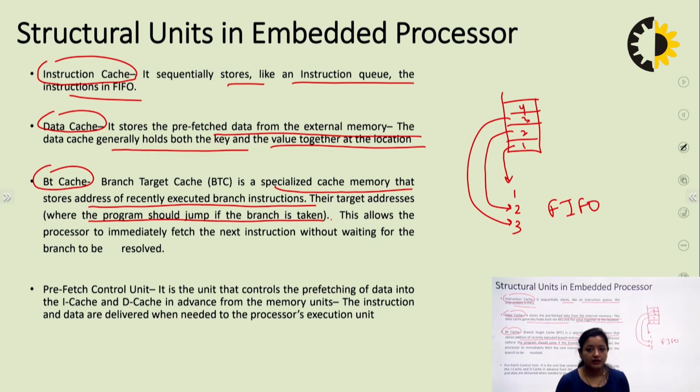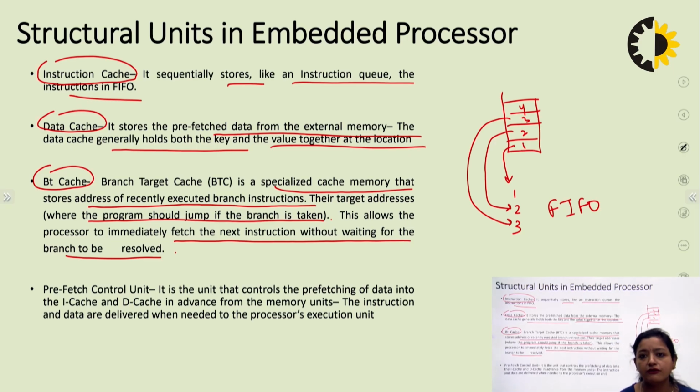Okay, so if the branch is taken, we apply conditional jump statements. Jump if 0, jump if not 0. So if that branch is taken, for example, the particular address is stored in branch target cache memory. So this allows the processor to immediately fetch the next instruction without waiting for the branch to be resolved. So basically, this is used to increase the speed of your processor. Okay, so the processor does not have to wait for the branching instruction. Okay, it immediately gets it and the processor speed is improved.